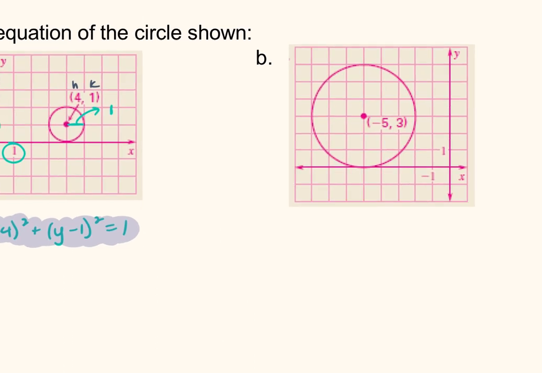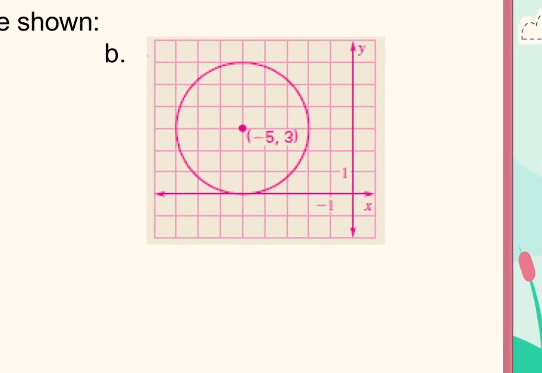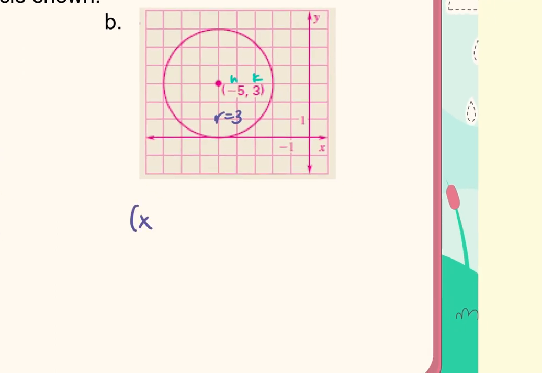Okay, go to B. My center is negative 5, 3. My radius is what? 3, good. So x plus 5 squared plus y minus 3 squared equals 3 squared, which is 9.